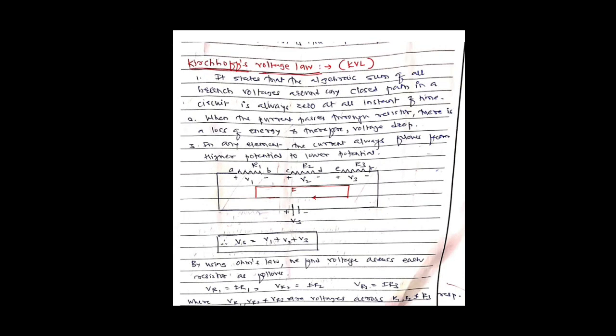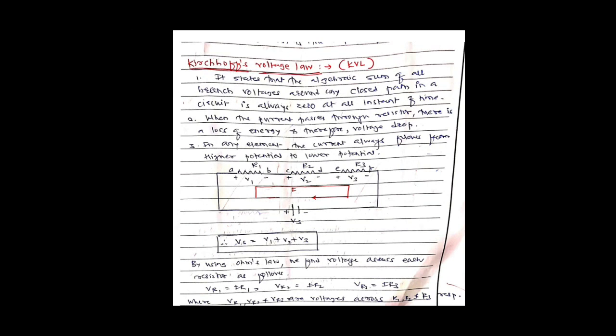So this is the network, or this is the circuit. The algebraic sum of all branch voltages: AB is a branch, CD is another branch, EF is another branch. So the voltages across these branches, that is voltage V1, voltage V2 and voltage V3, are the voltages across branches AB, CD and EF.